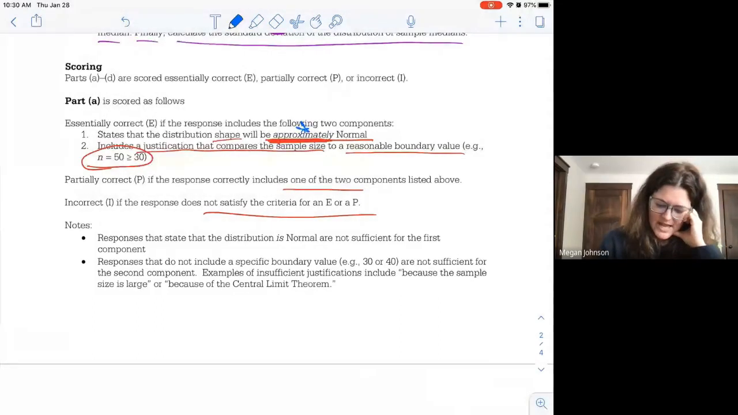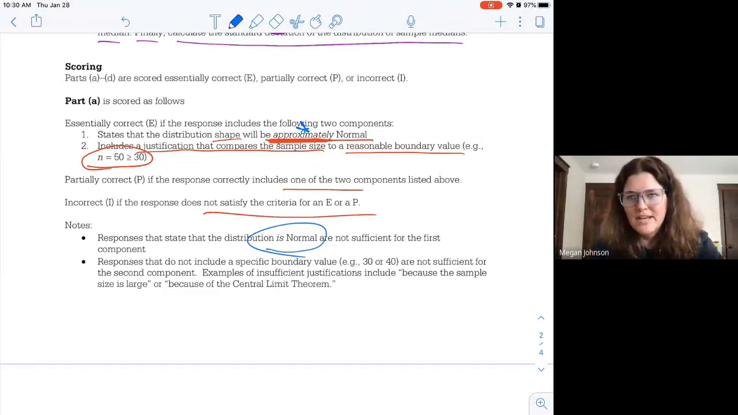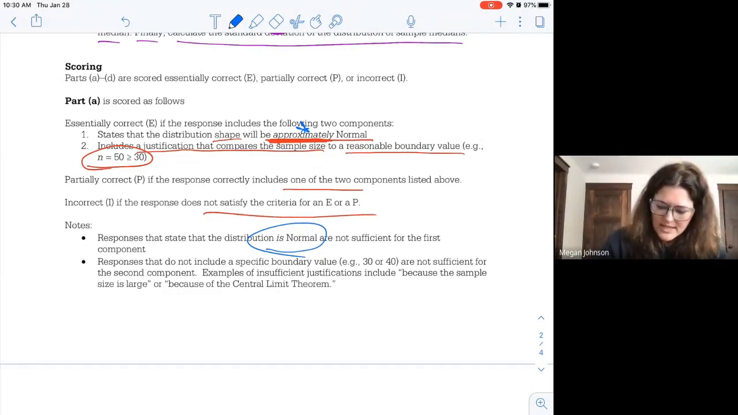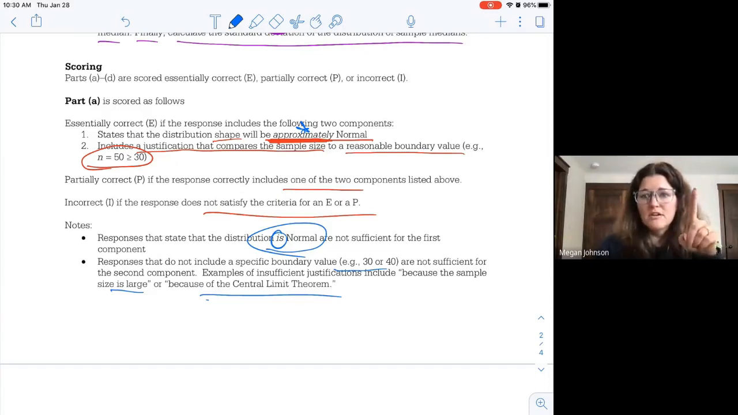Okay. It says, note responses that state that the distribution is normal, there it is, are not sufficient for the first component. See, I didn't even continue reading and I already knew what they were going to say. You can't say that it is normal. You have to say that it is approximately normal. The second one, responses that do not include a specific boundary value, 30 or 40, are not sufficient for the second component. Examples of insufficient justifications include because the sample size is large or because of the central limit theorem. So you can state the central limit theorem, but you still need to state the sample size.